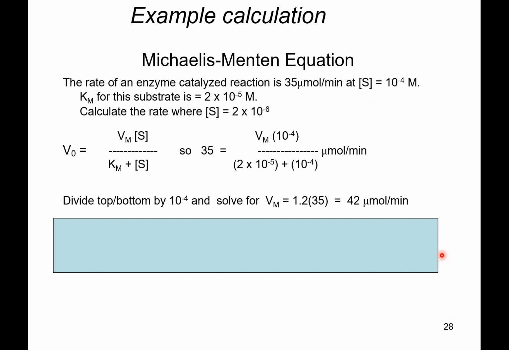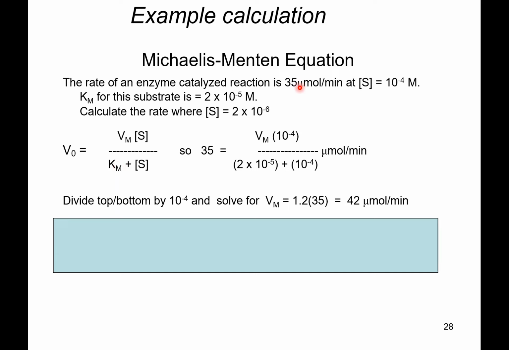So let's look at an example calculation. Right, so the rate of an enzyme catalyzed reaction is 35 micromole per minute at a substrate concentration of 10 to the minus 4th molar. Km for this substrate is 2 times 10 to the minus 5th molar. Calculate the rate where substrate concentration equals 2 times 10 to the minus 6. So how would you solve this problem?